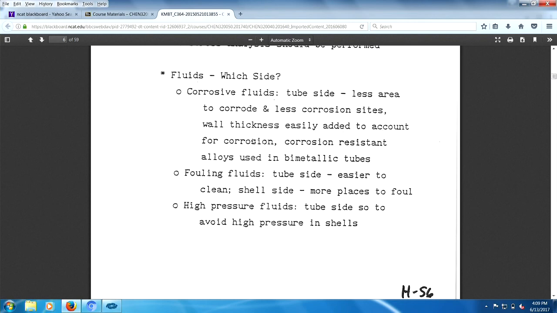Wall thickness can be added to account for corrosion. You might use bimetallic tubes. Bimetallic tubes have a metal on the inside and a different metal on the outside. What you do is you put one tube of metal inside the other tube of metal, load it up with dynamite, and explode it all the way down the length of the tube. And lo and behold, you metallurgically bind or merge the two metals together, and you have a bimetallic tube with no surface between them, right?